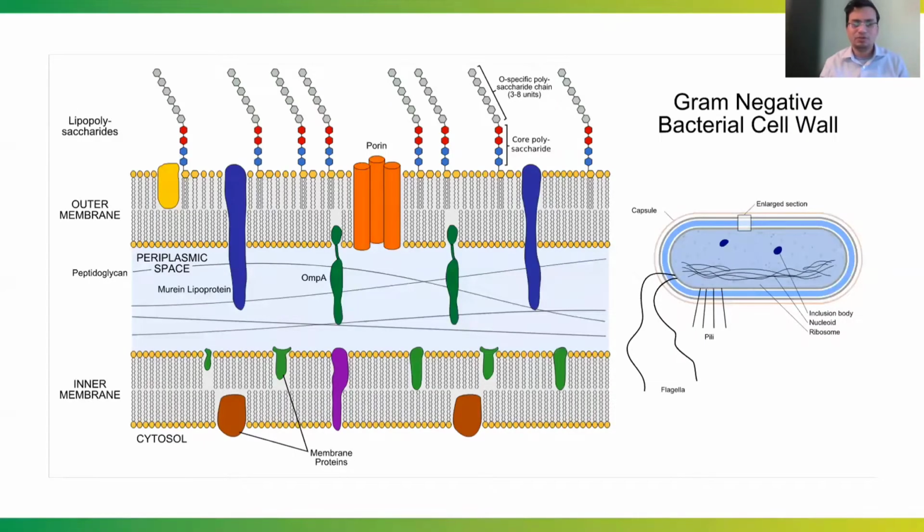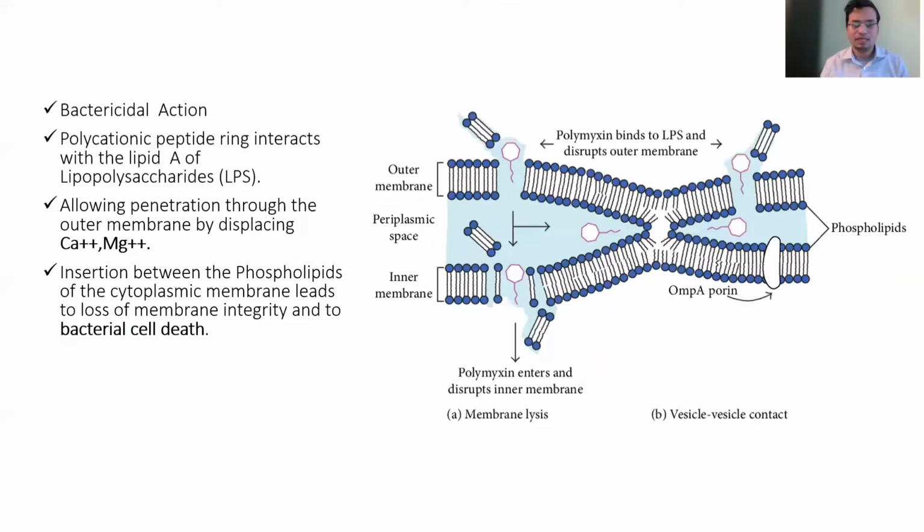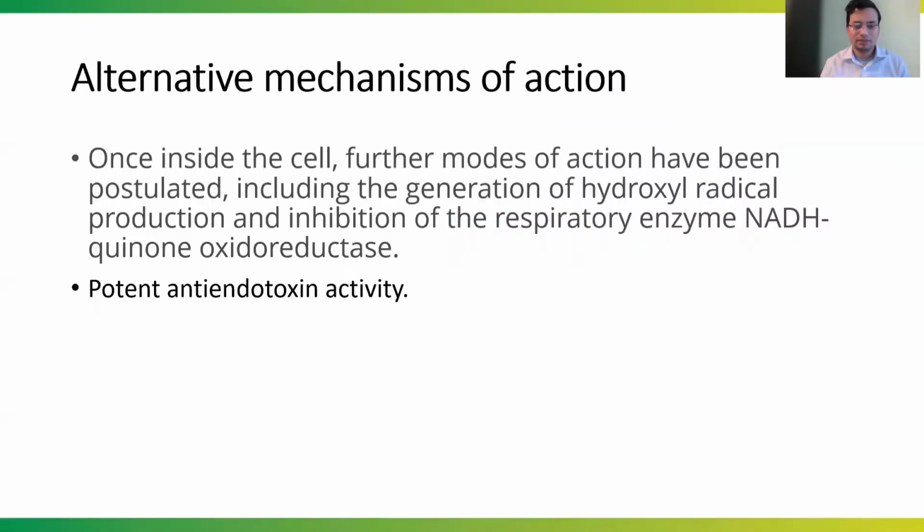Polymyxin B binds to the negatively charged lipopolysaccharide on the outer cell membrane of gram-negative bacteria. Interactions of cationic polymyxin B and anionic lipopolysaccharide displace the positively charged cations like calcium and magnesium, which are stabilizers of the lipopolysaccharide cell membrane, leading to instability of the cell membrane.